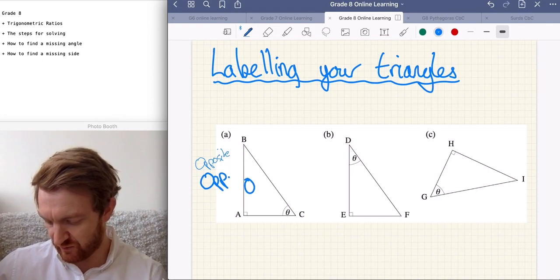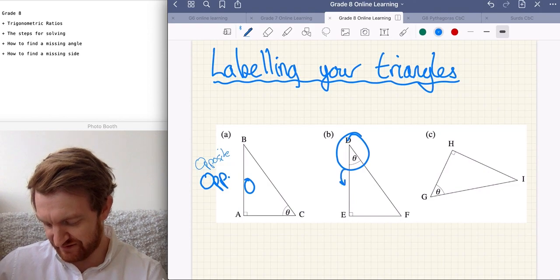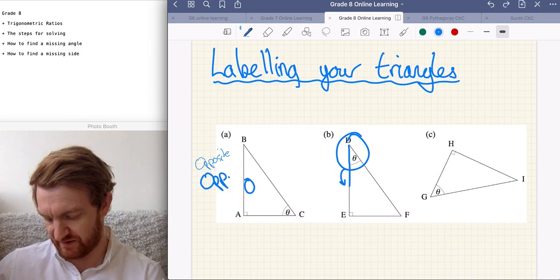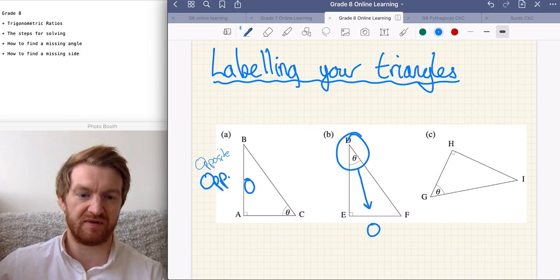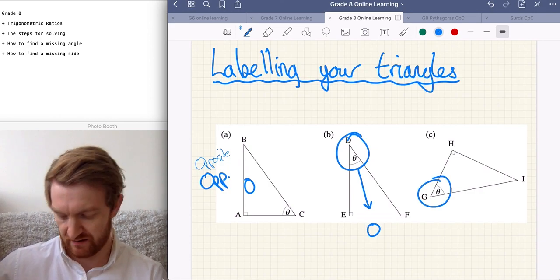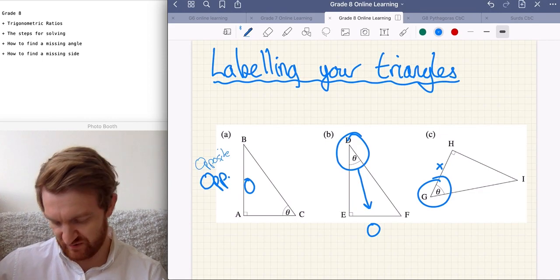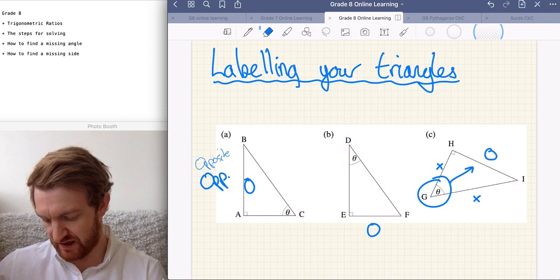Now this second one, we can see we've got the angle here. So this one on the left-hand side is not the opposite because it's touching the angle. So it's not that one, but if we go to the opposite side, we can see we've got the opposite here. Similarly, we've got a triangle looking at the angle here. Can't be that one, can't be this one. It has to be the one that's opposite. So now we've labelled the opposite angles in the triangle.